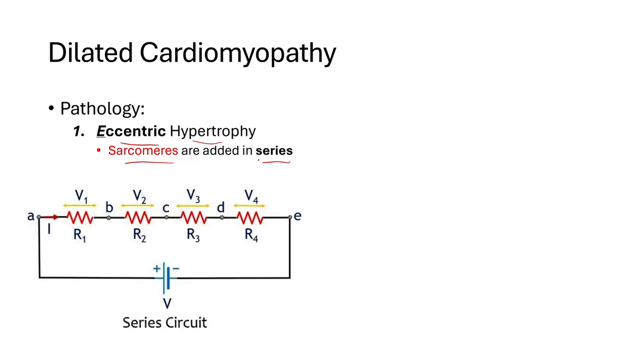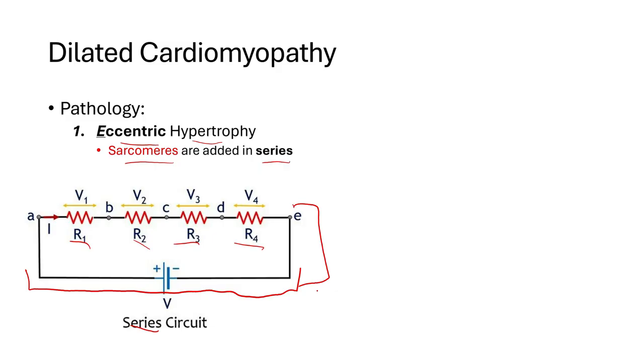This is an image of what a series circuit looks like. As we can see, these resistors, aka sarcomeres, are being added in series or right next to each other. This leads to two things: elongation, in our case, of the left ventricle, and thinning of that left ventricle as well. I've always remembered this by the term eccentric hypertrophy. Reminds me that E is for elongation. That is what's going on when these sarcomeres are added in series.